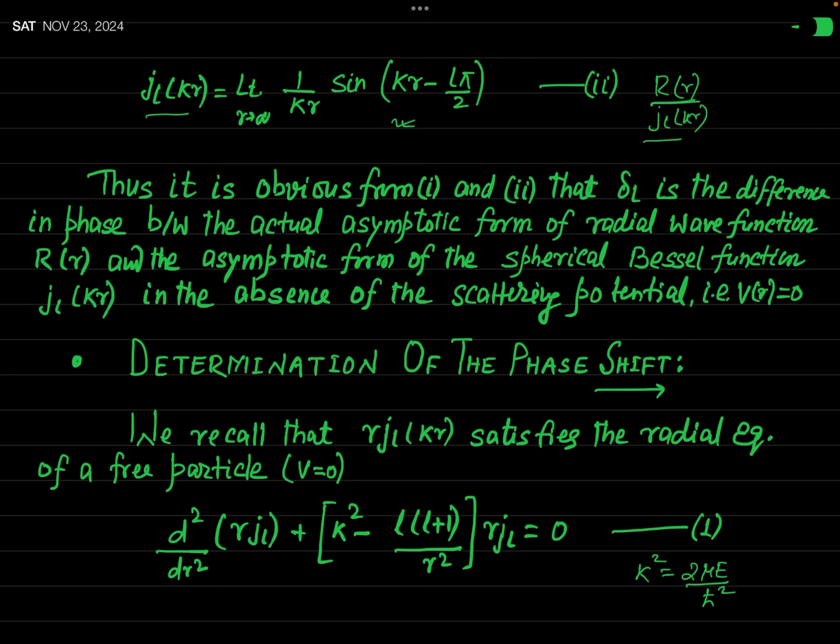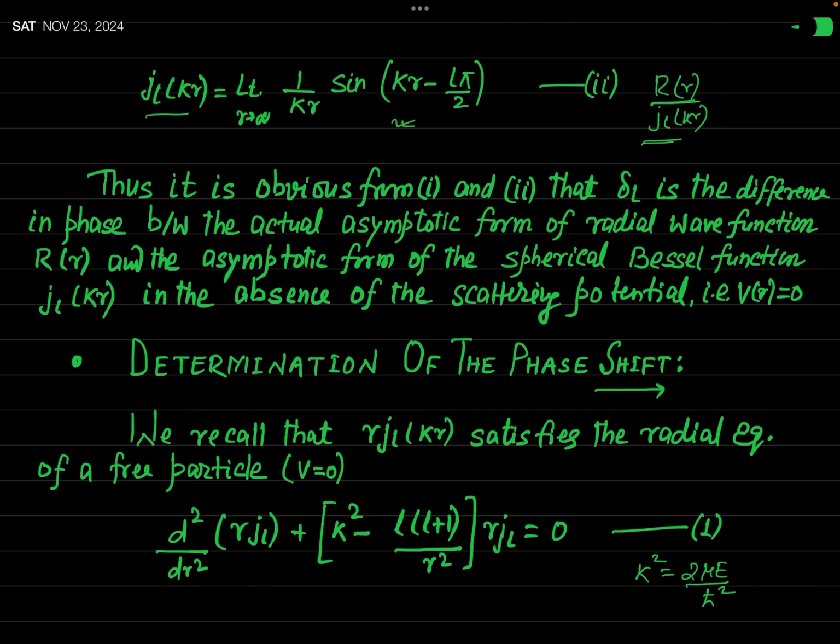This R of r is actually the real or actual radial function, and this j_l of kr is also a radial function, but this is not actual. When you multiply it by a constant like A_l, then you will get it. So I have mentioned it here.